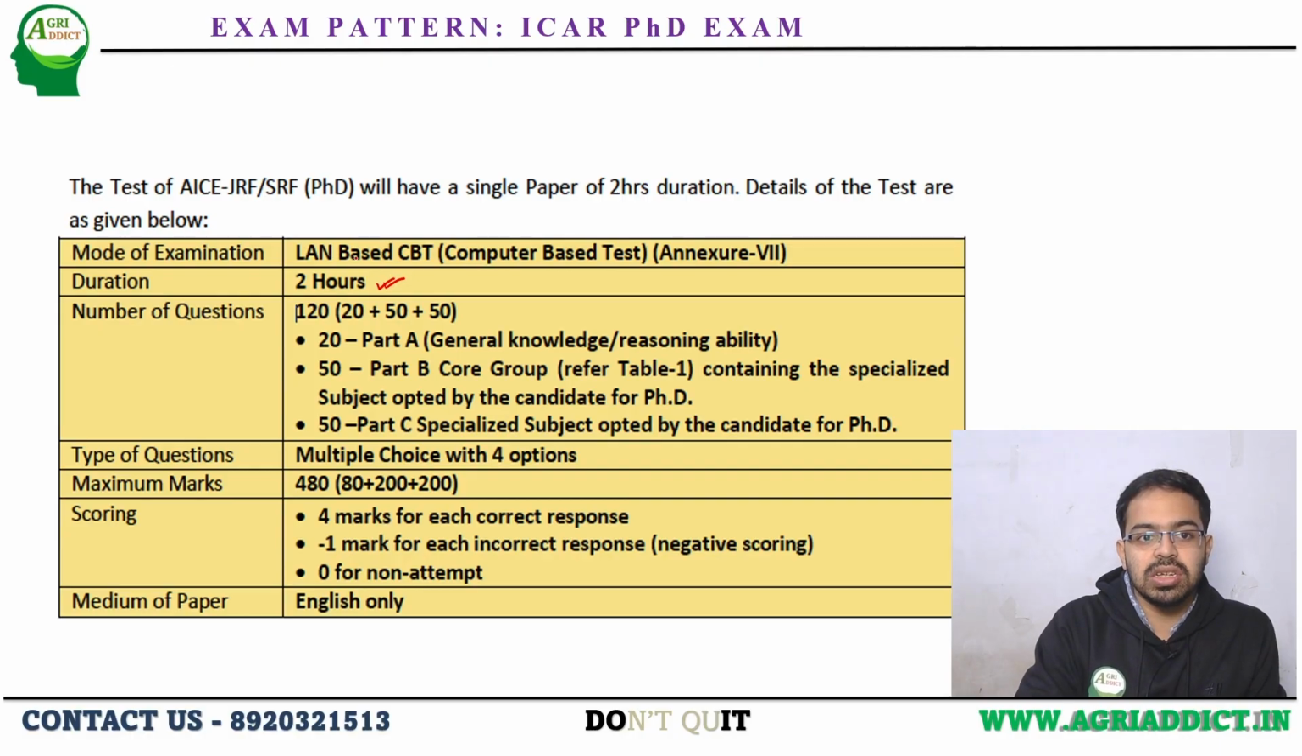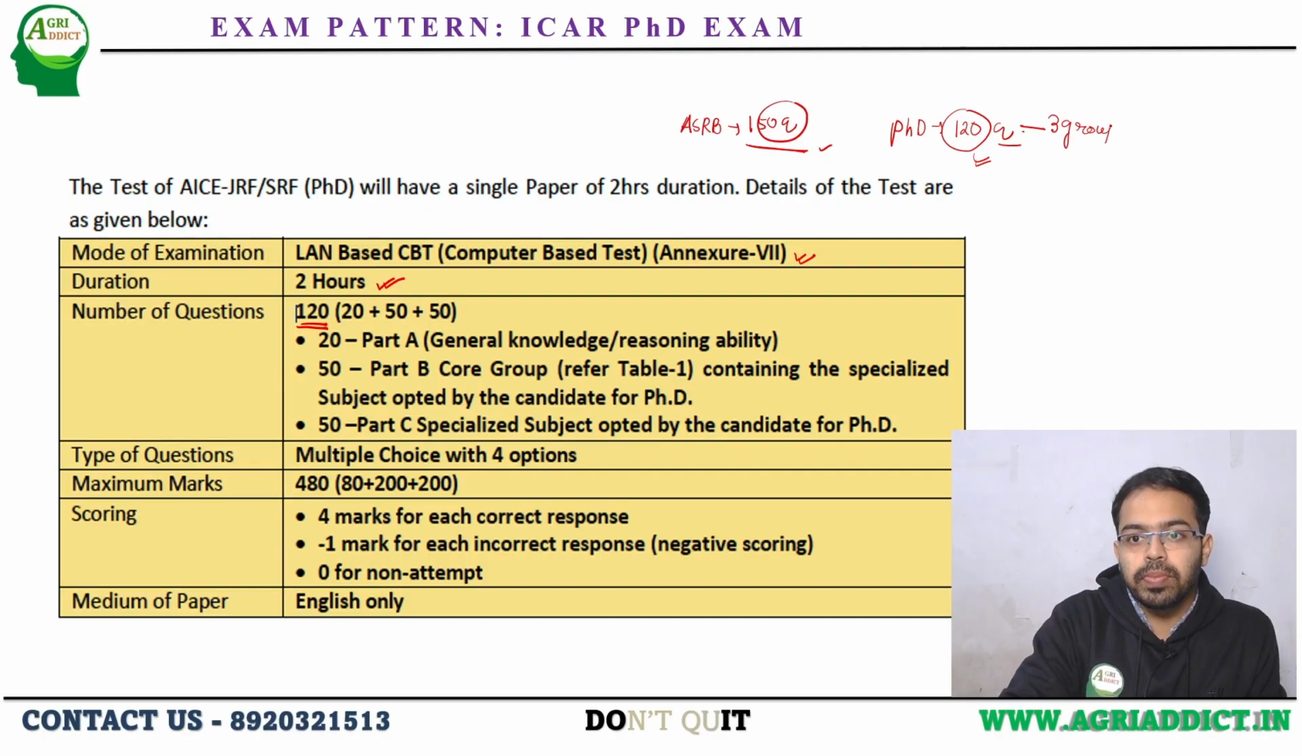Like ASRB NET, ICAR PhD will also be in land-based CBT mode and the duration of the exam is 2 hours. The total number of questions will be 120. In ASRB, we have 150 questions, and in the PhD entrance, we have 120 questions. These 120 questions will be divided into 3 groups: Group A, Group B, Group C, or Part A, Part B, Part C. In Part A, there will be 20 questions. In Part B, there will be 50 and the remaining 50 will be in Part C.